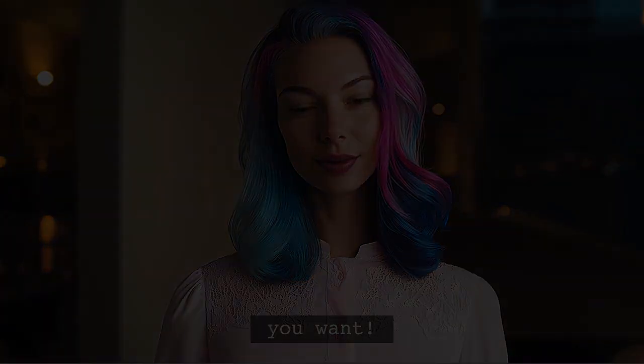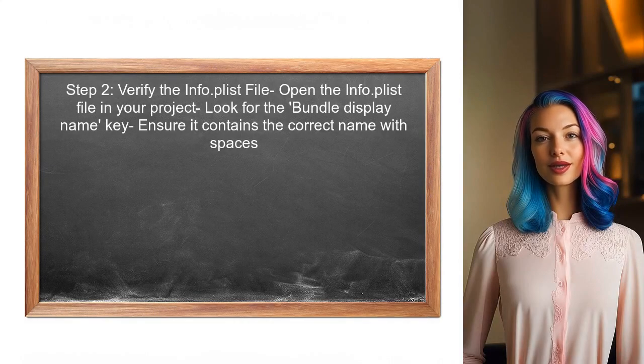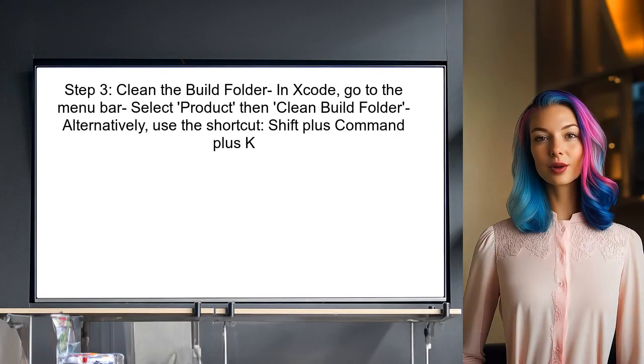To add spaces to the app name in your project, the user should first check the bundle display name in the project settings. This is where the app name is defined. Next, the user should ensure that the bundle display name includes the desired spaces. If it does, but the spaces are still not showing up, the user may need to check the info.plist file. If the bundle display name is correct, the user should then clean the build folder. This can help resolve any caching issues that might prevent the changes from appearing.